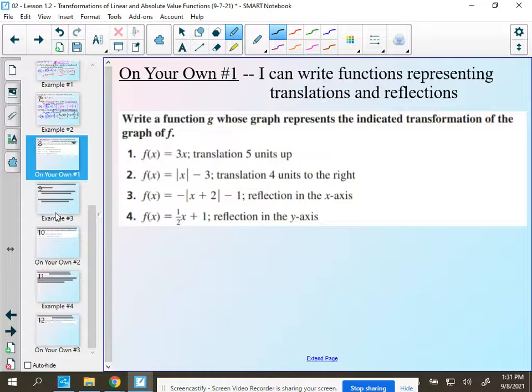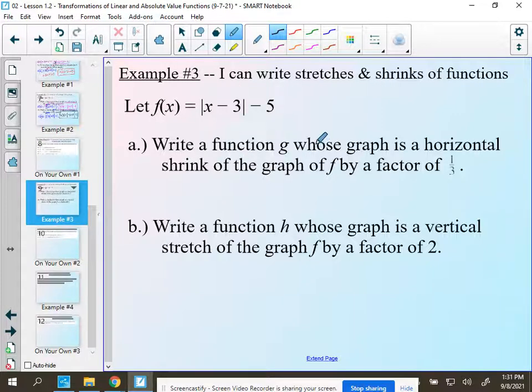The last ones we got here, okay? It's a stretch and a shrink. I've got it set up as a horizontal and then a vertical, so a little different order. That's fine. Oh, look at that, 1/3, 2, okay? And it's on an absolute value, so I think that'll be good for us. So here we go.